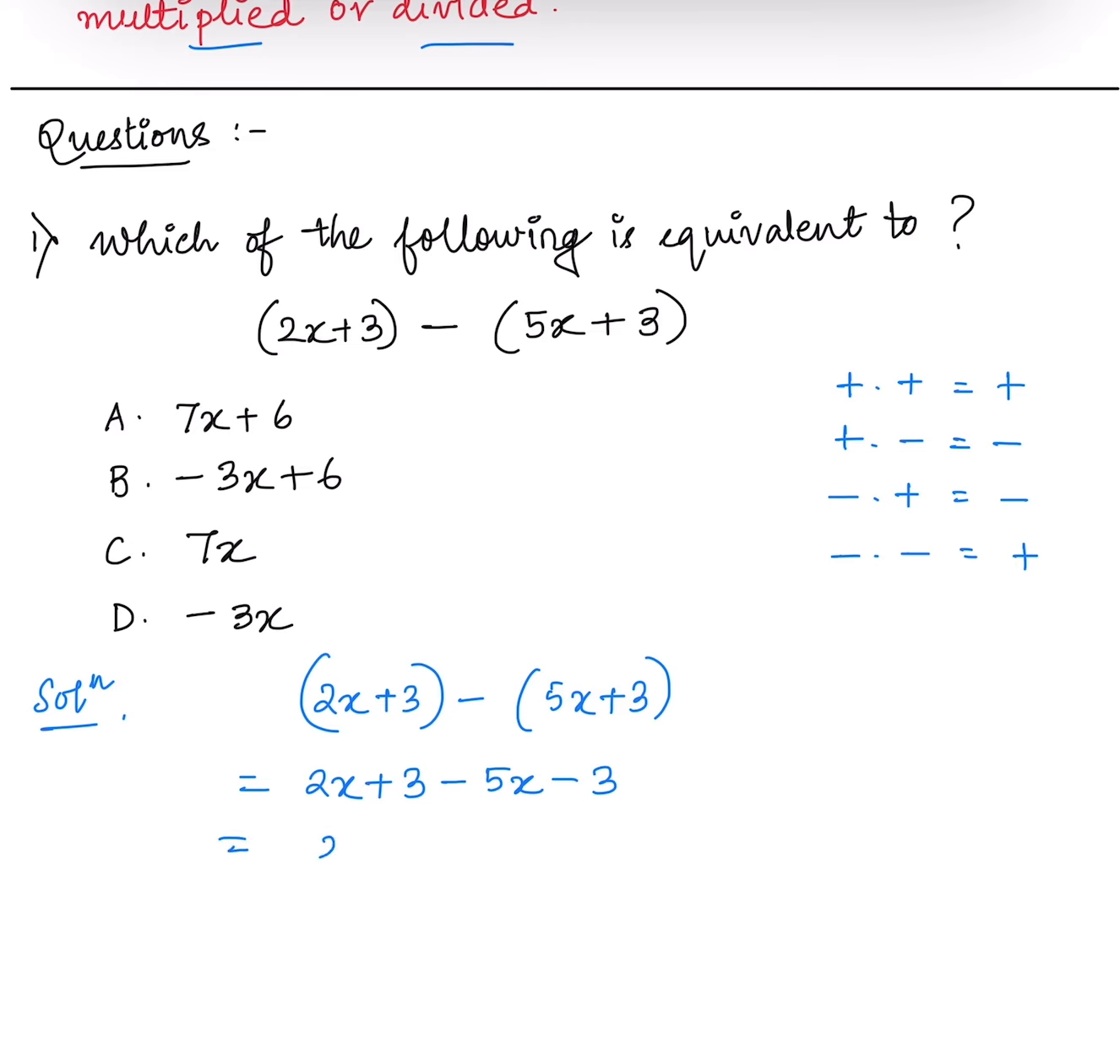Now 2x minus 5x, because we can only add or subtract the like terms, so x and x. And this is plus 3 minus 3. This gets cancelled. This becomes minus 3x. So the correct answer is option D, that is minus 3x.